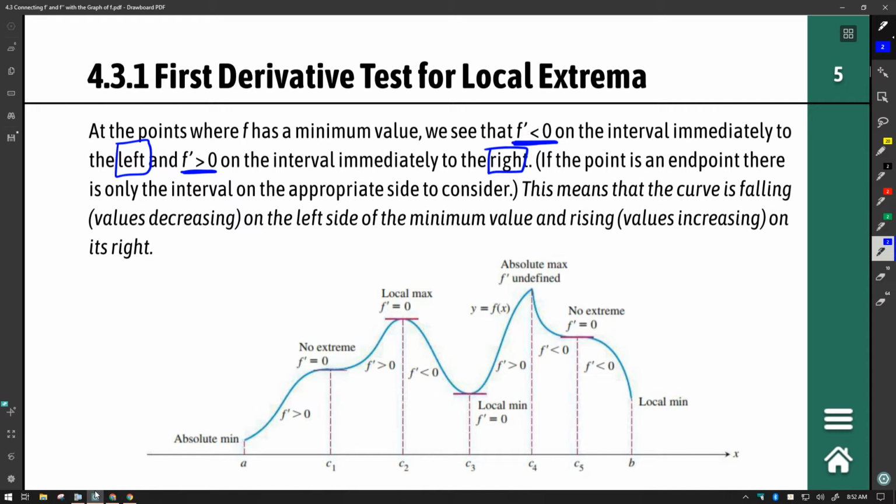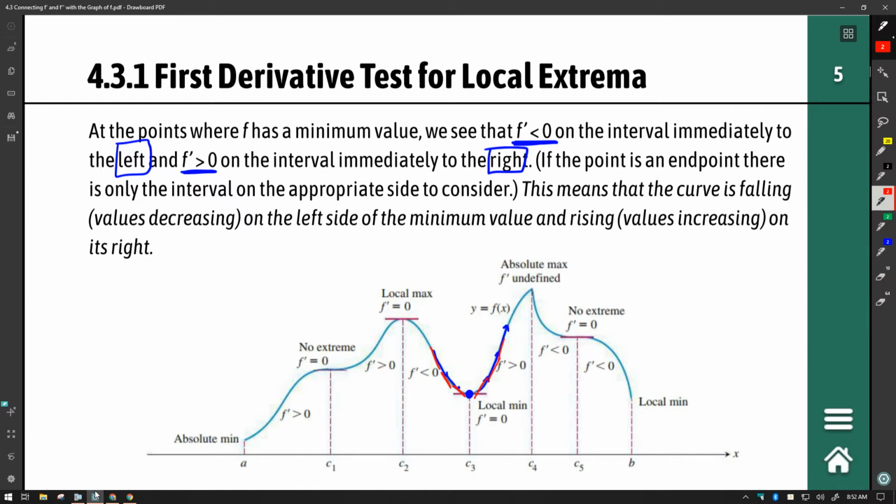Let's take a look at a local min. Here's the first one that jumps out at me. Notice to the left, f prime is negative, and that indicates that the graph of f is falling. It also indicates that all of the tangent lines have negative slopes, and I think that's pretty easy to see. To the right, we have f prime positive. Notice that the graph is rising to the right of the local min, and that also means that all of the tangent lines have positive slopes, and again, that's pretty easy to see.